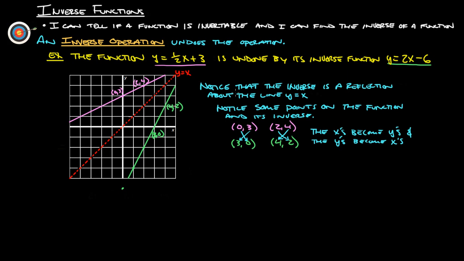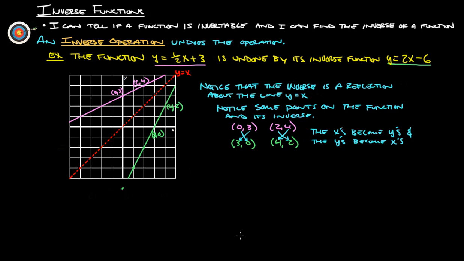So we just wrote some of that stuff down here. Notice that the inverse is a reflection about the line y equals x. And notice that some points on the function and its inverse, this is where our x is turned into y, and y turns into x.